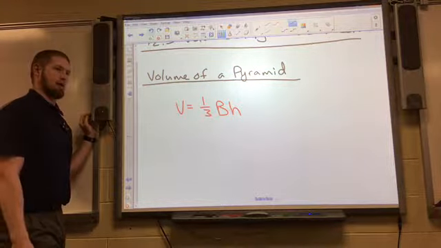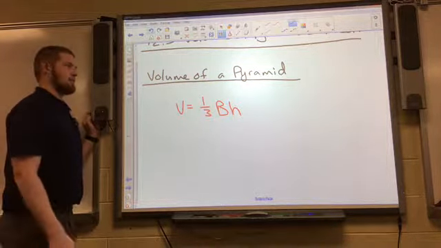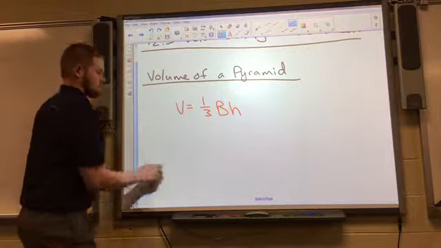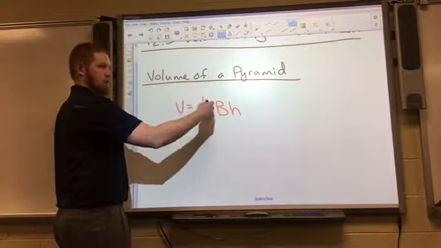We used it to find slant height. We're going to do it backwards this time. Okay, but we already can find all those things. Okay, so the only thing that's new is it's a new equation for us.